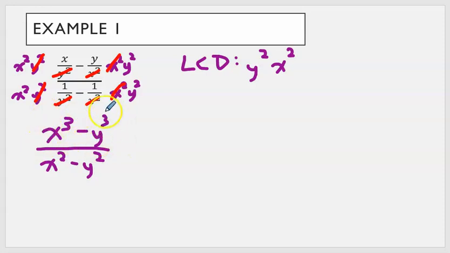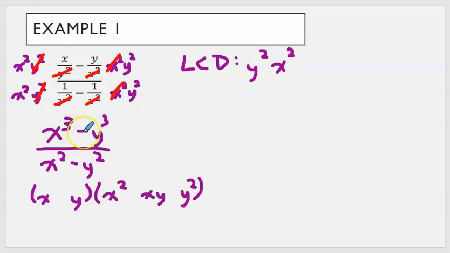So here on the top, I have what we call a difference of cubes. So this would break down to be x minus y times x squared plus xy plus y squared. And then remember this sum or difference of cubes, this is where we use the acronym SOAP. So the same sign, the opposite sign, and then always a positive.